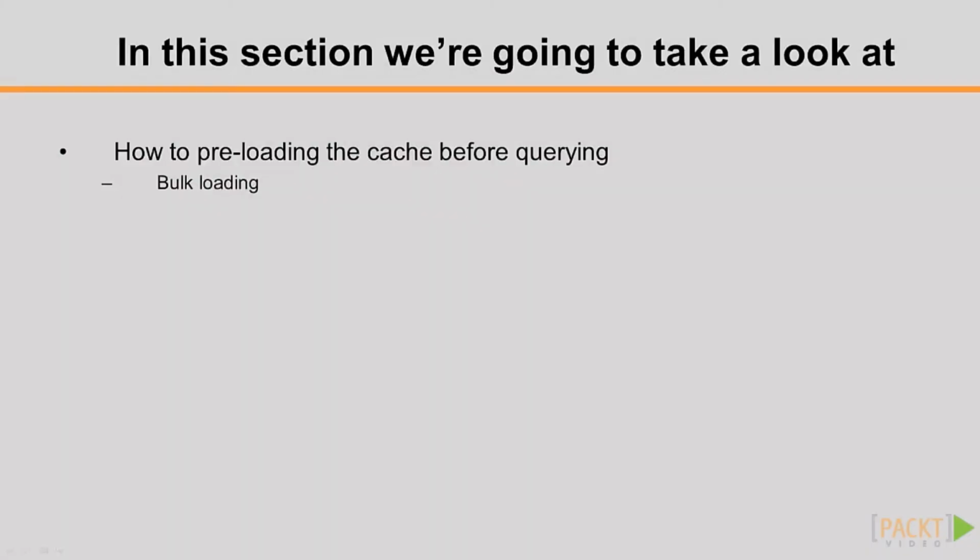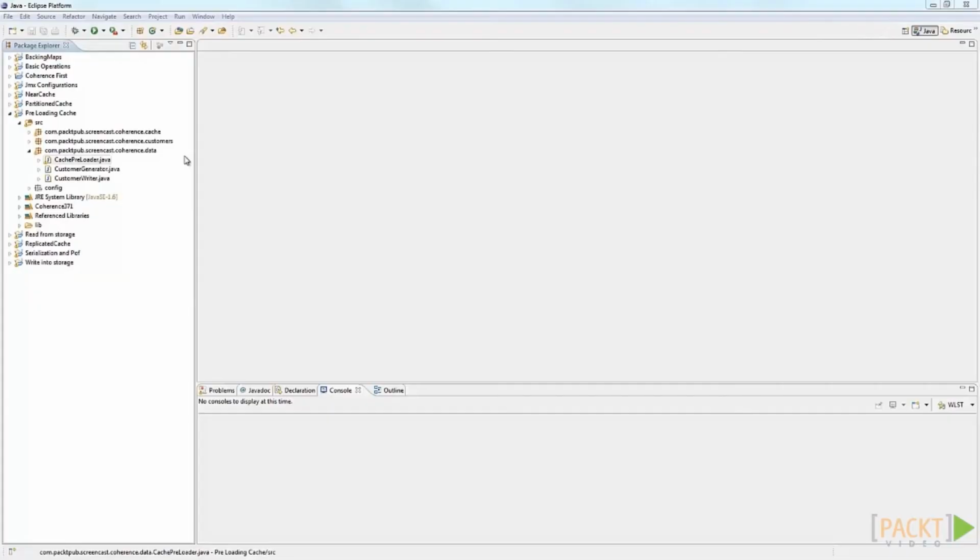In the previous video, we had a look at the various serialization methods used in Coherence. We also had a look at the concept of portable object format in detail. In this video, we'll take a look at how to load the Coherence cache after the cache server starts. Before testing the application, you should download the preloading.zip file, extract it, and then import it to your workspace. In the data package, open the CachePreloader.java class.